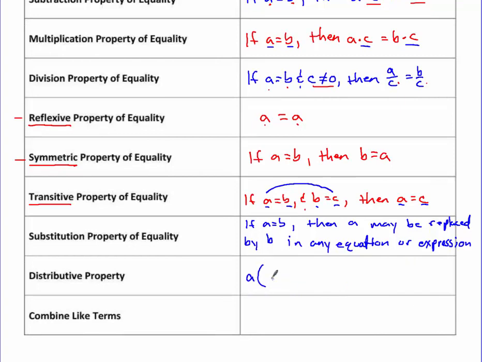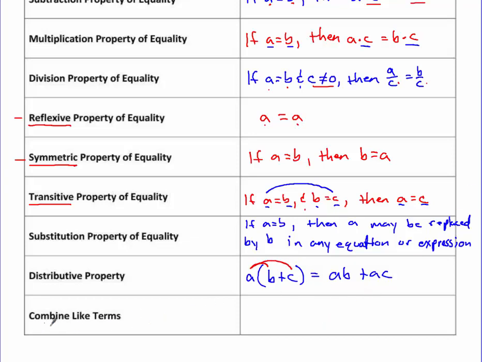Okay, distributive property you know well. It says A(B + C) equals AB plus AC. And hopefully by this point you know that that's because the A gets distributed to both things within the parentheses.